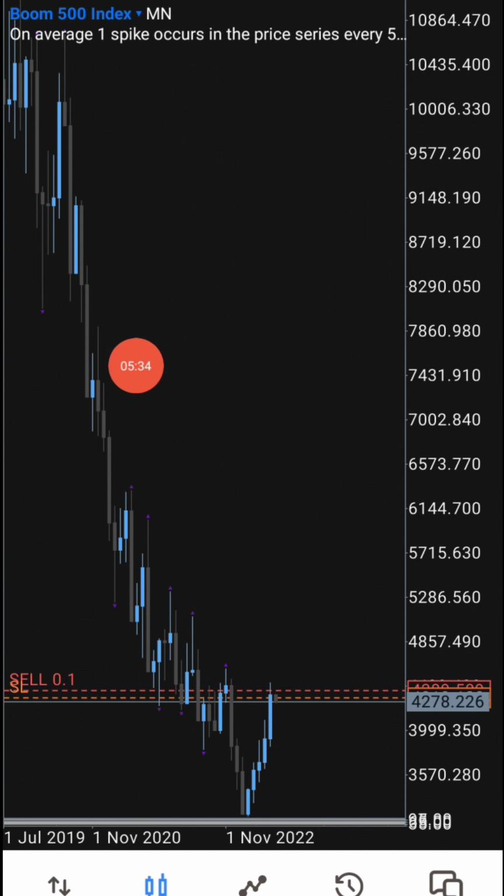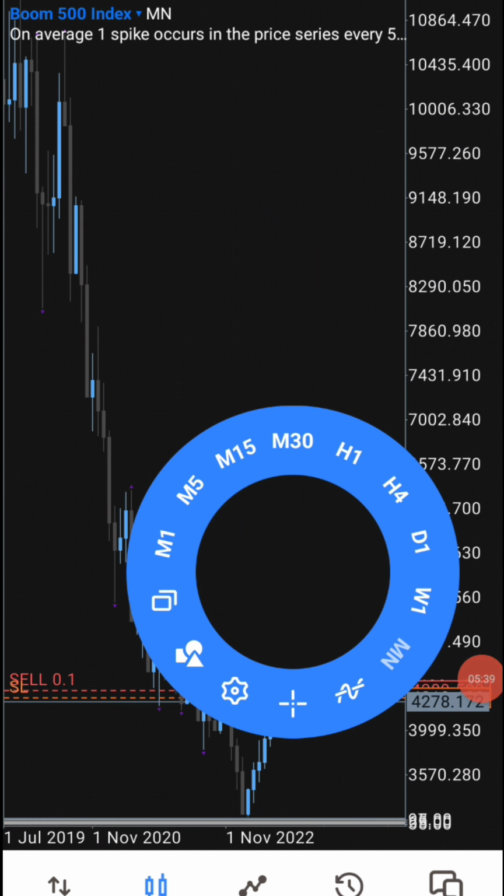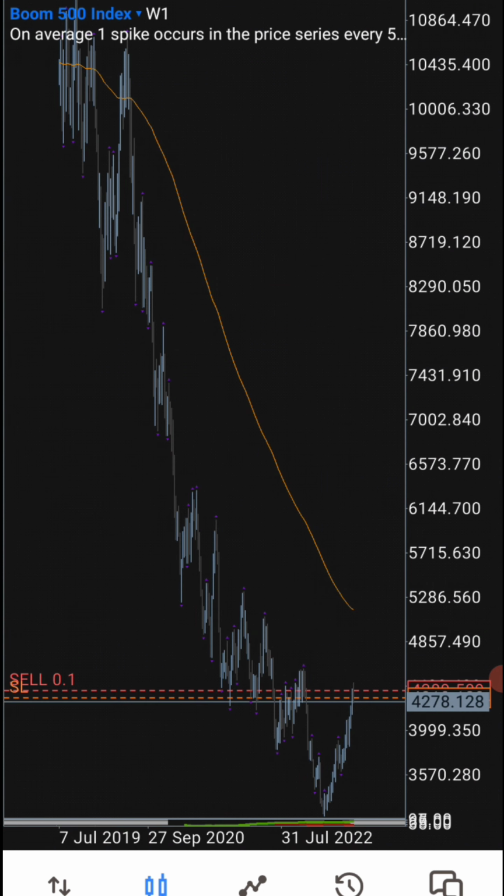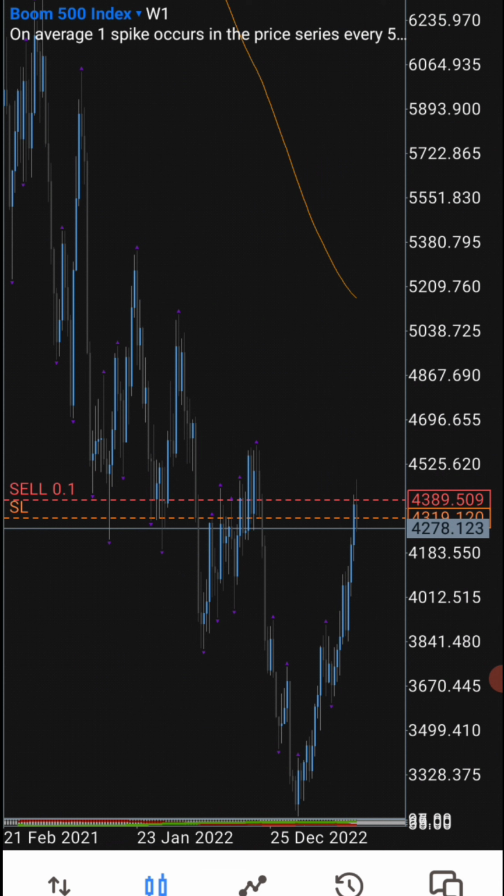Okay, overall movement of this pair is bearish, right? And now if you come down to weekly time frame, it's even more obvious that it is bearish. Okay, now I discovered that this pair came to this point.